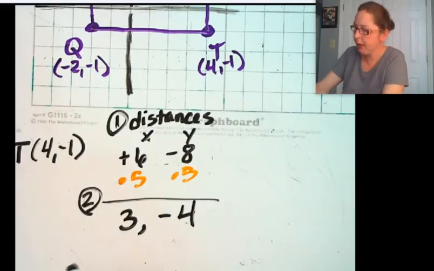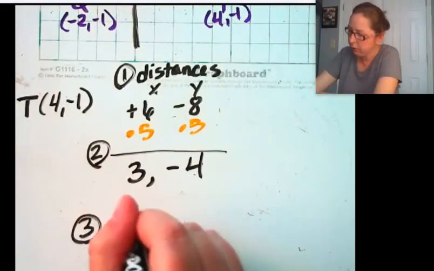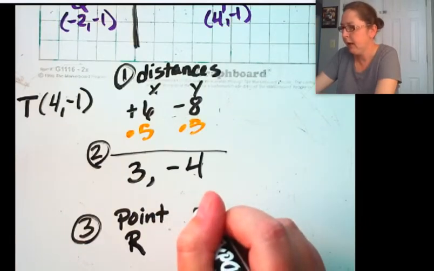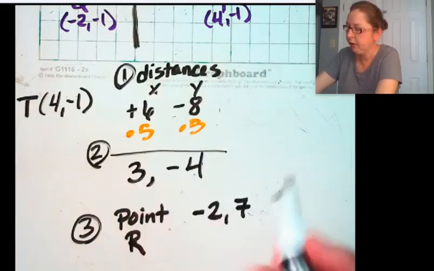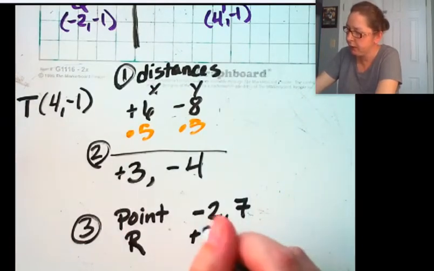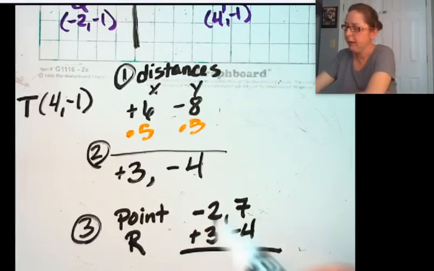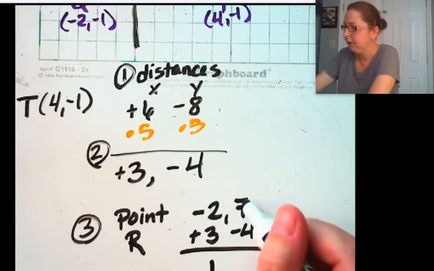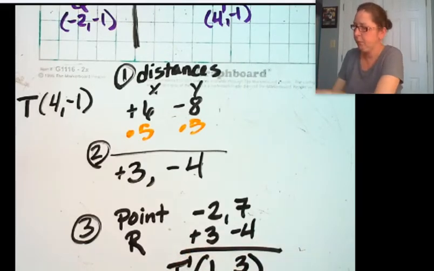And then step 3 is start with point R, which is at negative 2 comma 7, and then make these adjustments. So that's a positive 3, and that's a negative 4. Okay, and so that is going to be a positive 1, and 7 minus 4 is 3, and this is my new t prime.